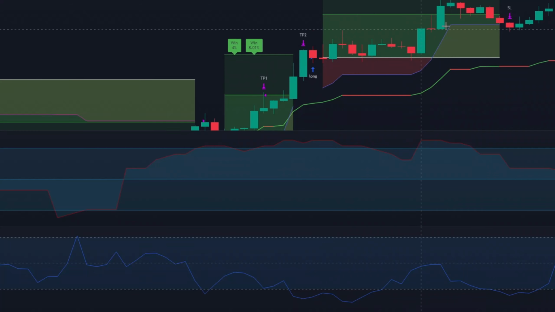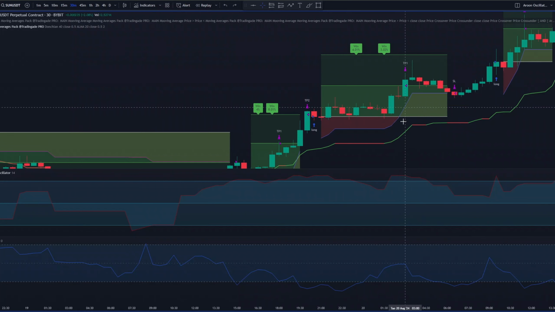Then as the price goes up, we're gonna close the first take profit at 4% and the second take profit at 8%. In this case, we have closed with a stop loss, but considering that it is a trailing stop loss and is above our entry level, the stop loss turns out to be profitable.